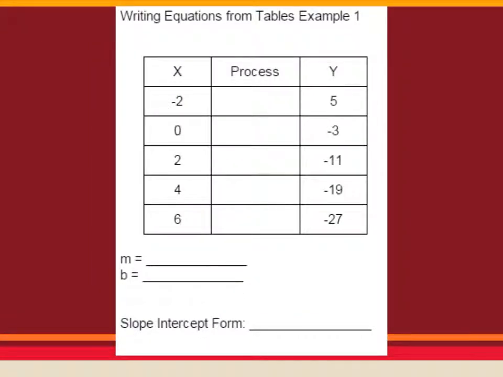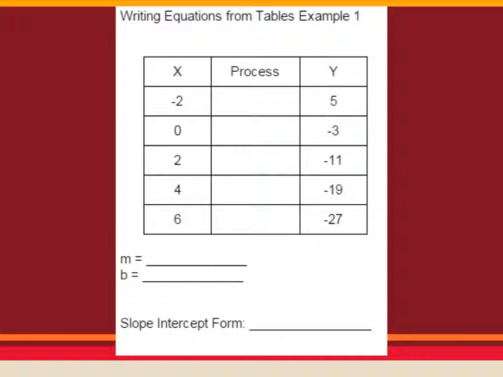Alright, the next thing we're going to do is we're going to write equations from tables. We have x values and y values. In our x and y values, we have to have a constant change in the ratio of x and y. Doesn't mean that they're going to have the same number each time, but it means there will be a constant change for the ratio. Looking at these, we have negative 2, 0, 2, and 4 on our x values.